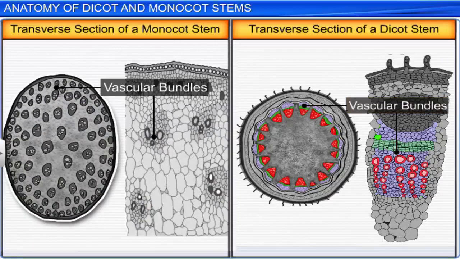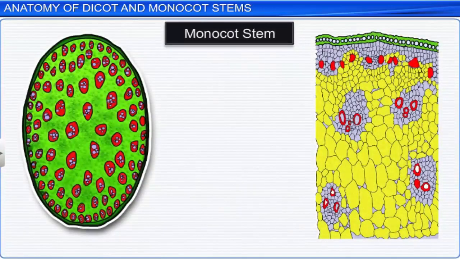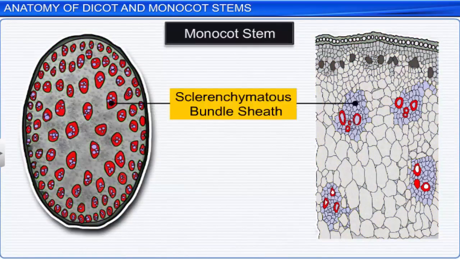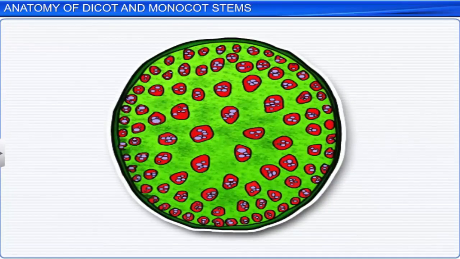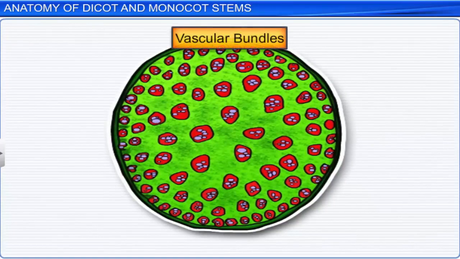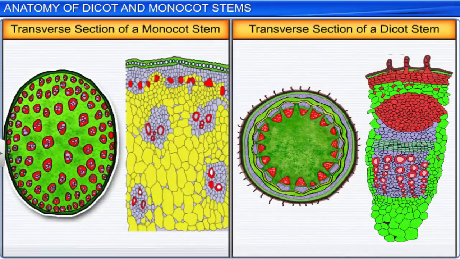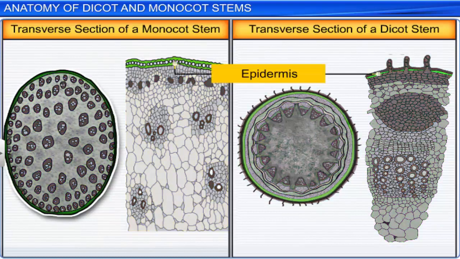In a monocot stem, each vascular bundle is surrounded by a sclerenchymatous bundle sheath and a parenchymatous ground tissue. Moreover, the vascular bundles on the periphery are smaller compared to the vascular bundles in the center. Therefore, the essential differences between a monocot and dicot stem lie in the arrangement of the epidermis, ground tissue, and vascular tissue.